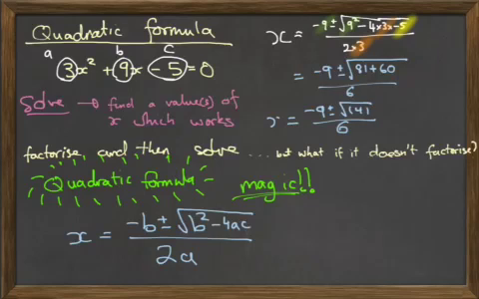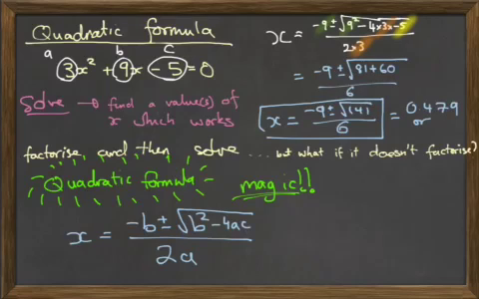Now this is what x is. X is these two values. Minus 9 plus square root of 141 over 6. Or minus 9 minus the square root of 141 over 6. Putting this into calculator, you get two possible answers. The first answer, when you add the square root, is 0.479 with lots of decimal places. Or, when you do the minus square root, you get minus 3.479.